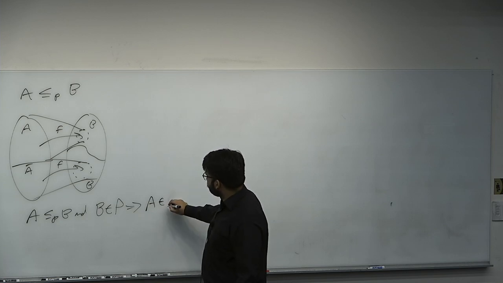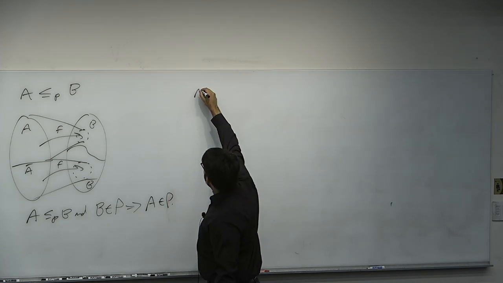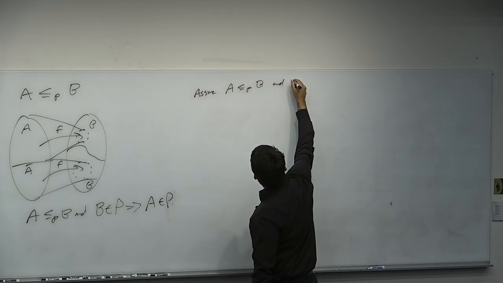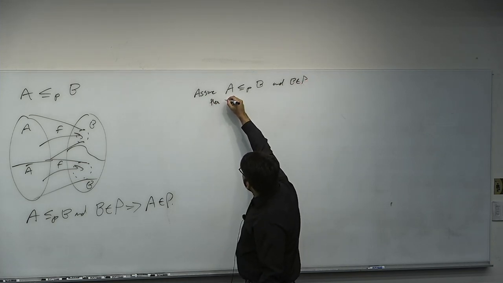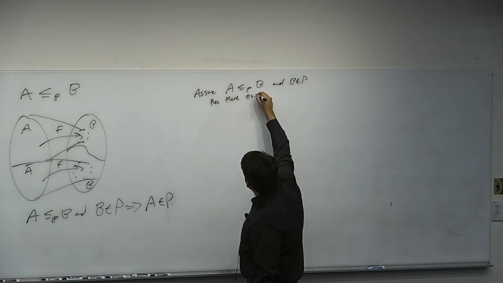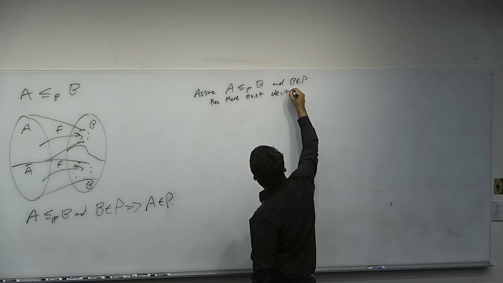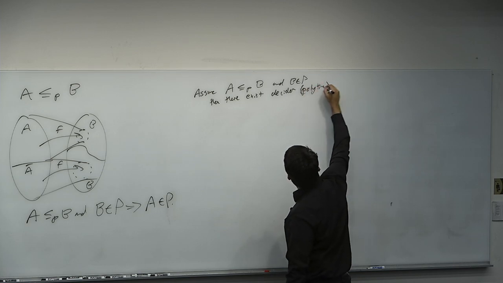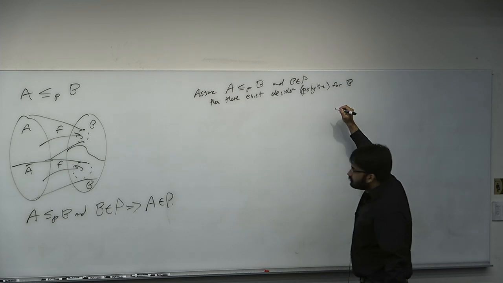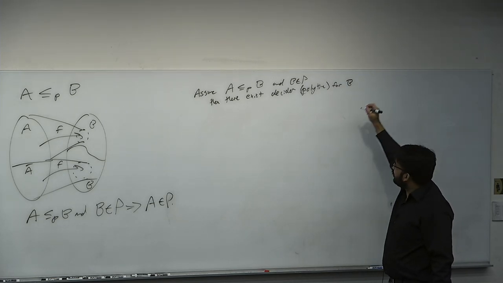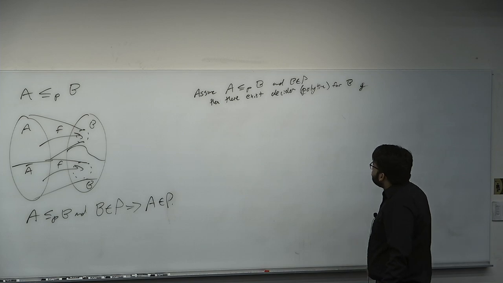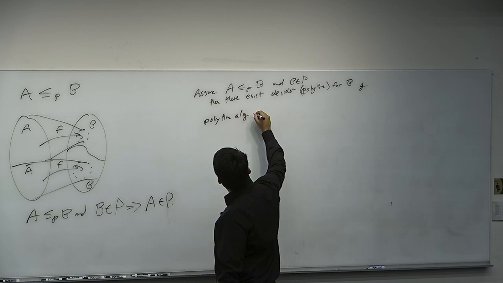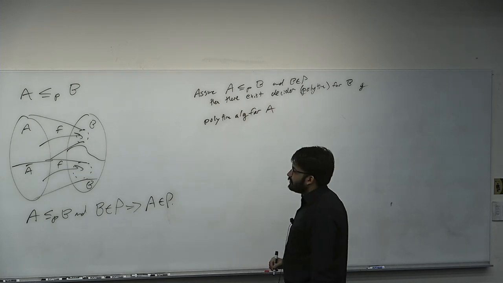Here's the proof. Assume that A is polytime reducible to B, and B is in P. Then there exists a polytime decider for B, give me a letter. G. Okay, well. Here's a polytime algorithm for A, and this will prove that A is in P.